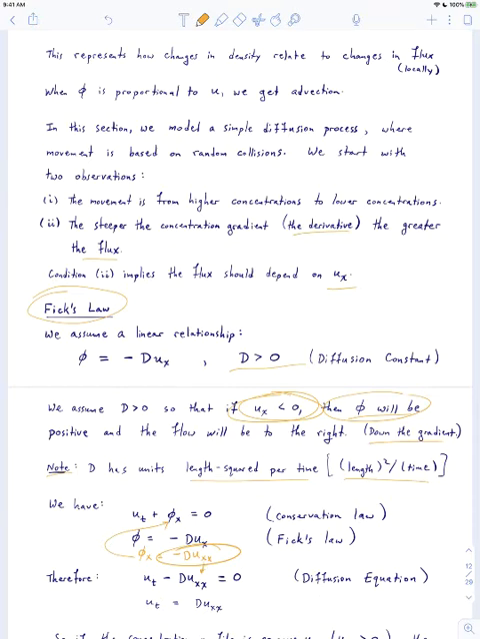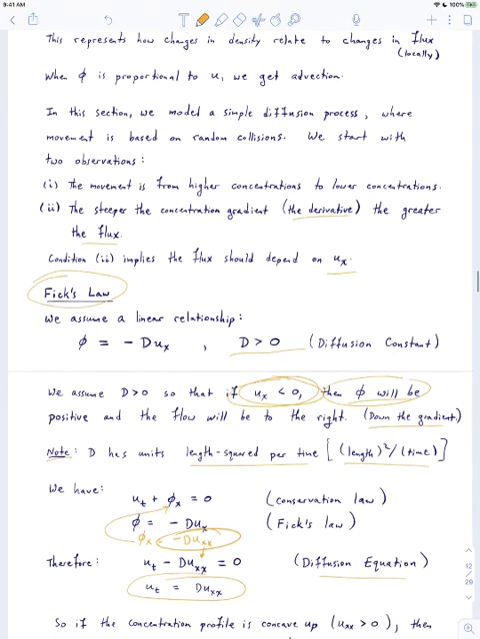That just goes right there, and this is equal to 0. So this is just our conservation law combined with Fick's law. That gives us our diffusion equation. In the next line, we simply add the d times u sub xx to the other side, so that we have the partial derivative of u with respect to t is equal to some constant times the partial derivative of u with respect to x twice.